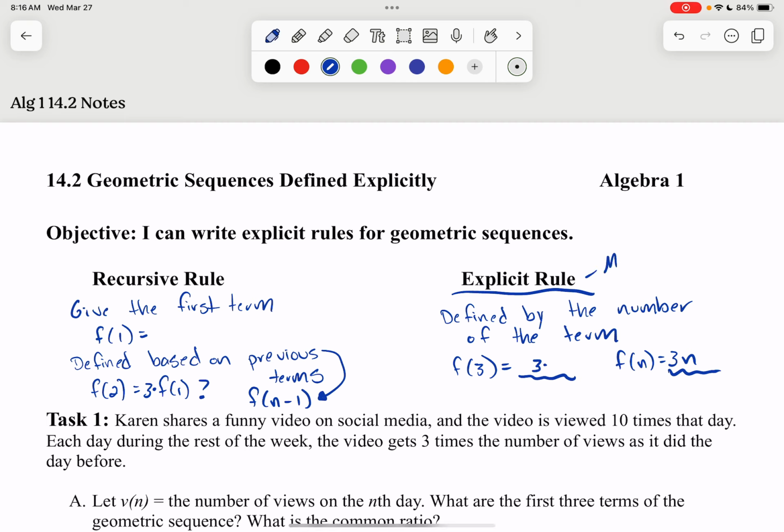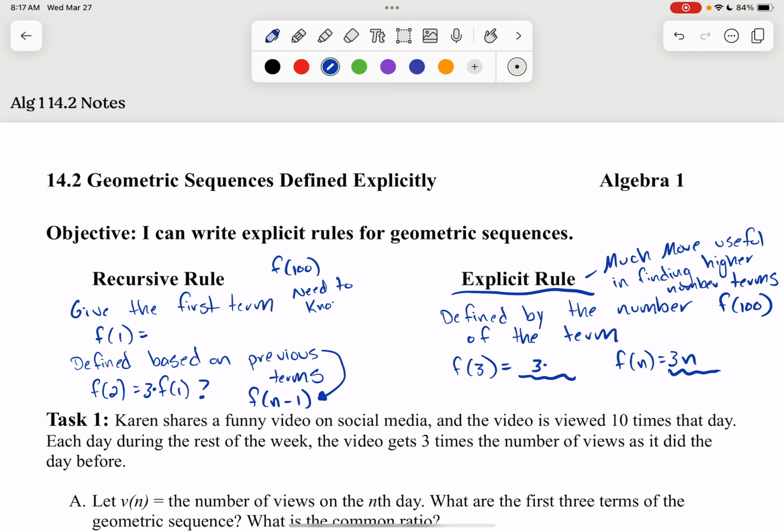It's much more useful in finding higher number terms. For example, if I want to find the 100th term, I just plug a 100 in. For a recursive rule, if I want to find the 100th term, I need to know the first 99 terms to find the 100th term. You see, I have to find all 100 of them to be able to find the 100th term. Whereas this other one, I just need to plug in a 100 and find the 100th term.